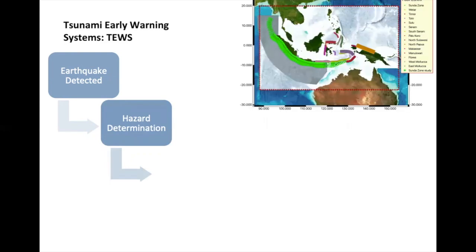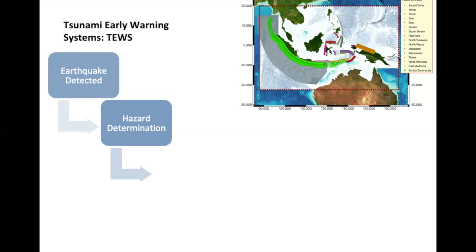First, an earthquake would be detected. And while the seismic profile of this earthquake is being generated, a basic hazard determination would take place. This involves a quick seismic analysis: dip, strike, and magnitude. Also, a query would be run through the Tsunami Early Warning System Scenario Database, which is a database of simulations of earthquakes and tsunami scenarios, categorized by the fault zone that they're on.